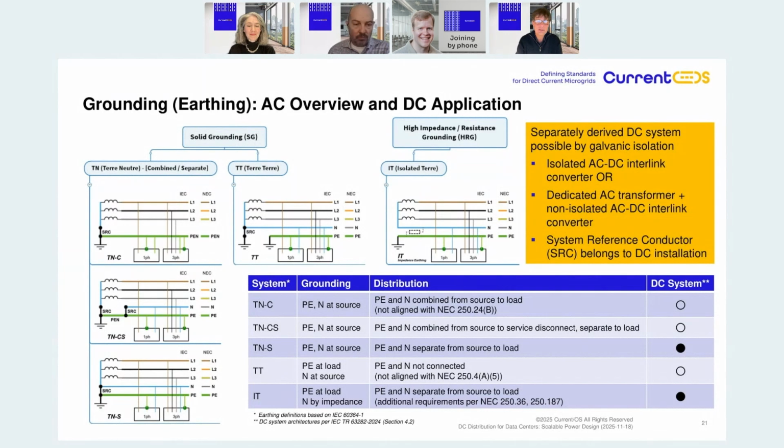We have different architectures that we embrace when we start looking at how these systems come together. They really splinter off from solid grounding. So you can see the TN, the TNS for the grounding conventions. It's more of a European terminology in those grounding systems.